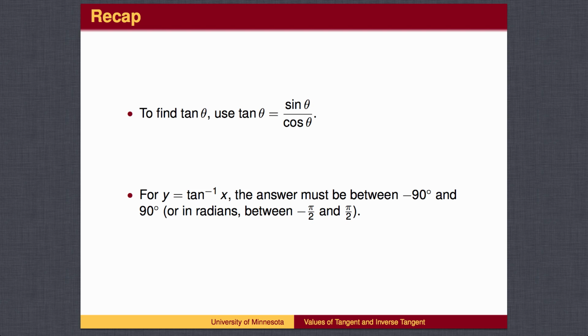To recap, values for the tangent function can be found by dividing sine by cosine. Values for the inverse tangent function will be found in the first quadrant for positive inputs, and in the fourth quadrant measured as negative angles for negative inputs.